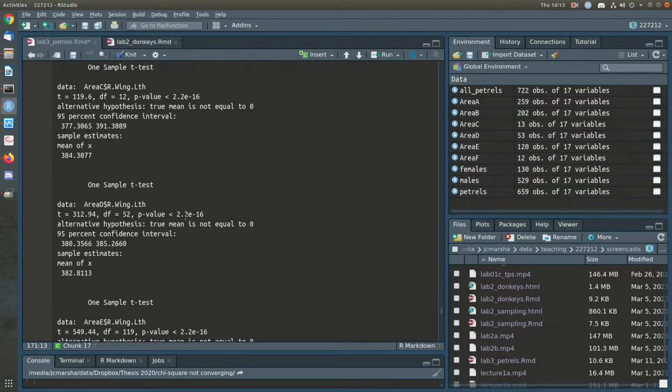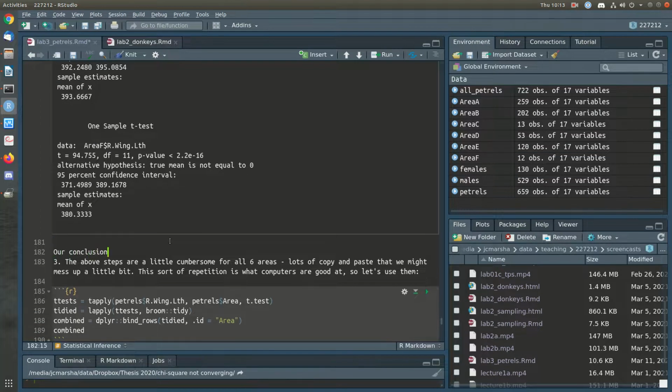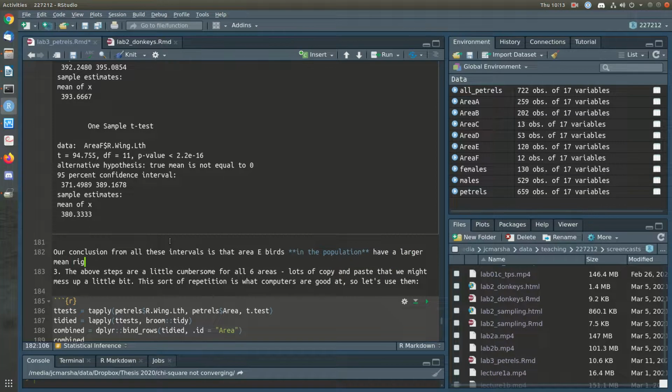Right, so all these intervals show that area E birds are larger on average. Area E birds in the population have a larger mean right wing length.